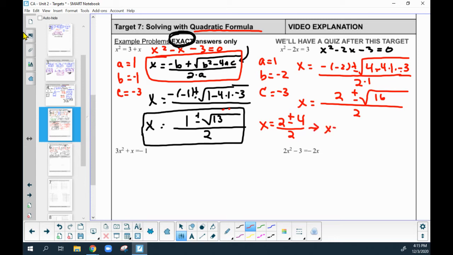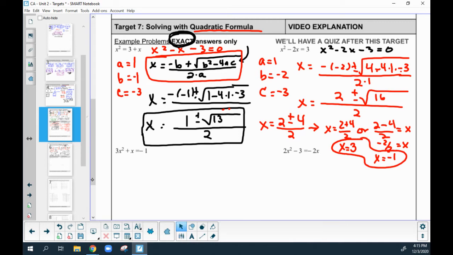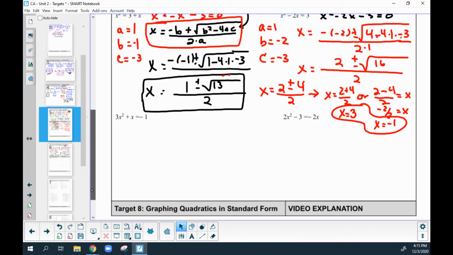So that's going to give me x equals 2 plus 4 over 2, or it's going to give me 2 minus 4 over 2. So x is equal to 6 over 2, which is 3, and x is equal to 2 minus 4, which is negative 2. Negative 2 divided by 2 is going to be negative 1. That's the second one.